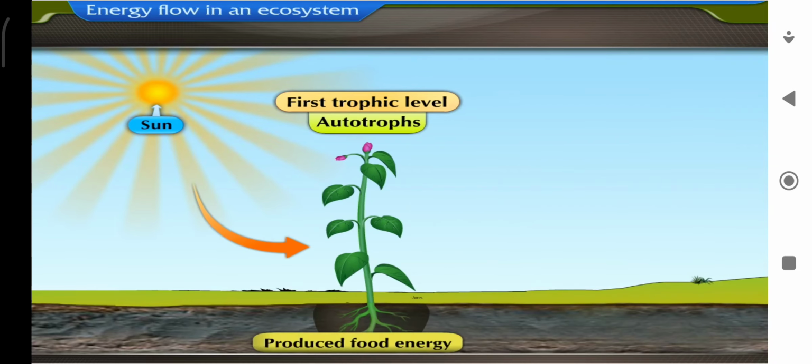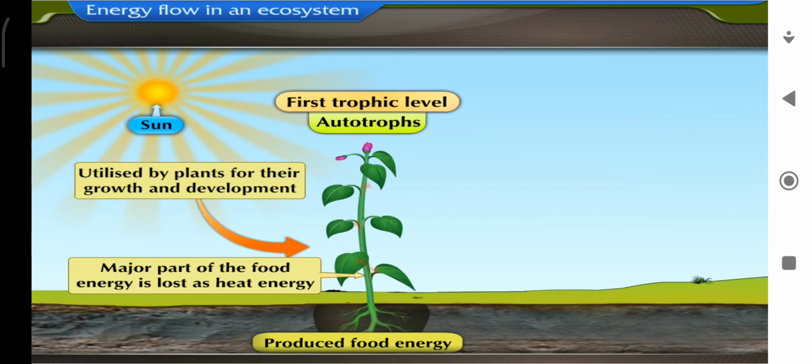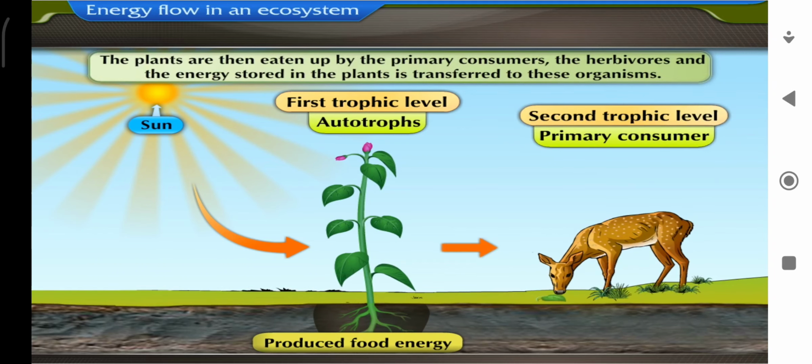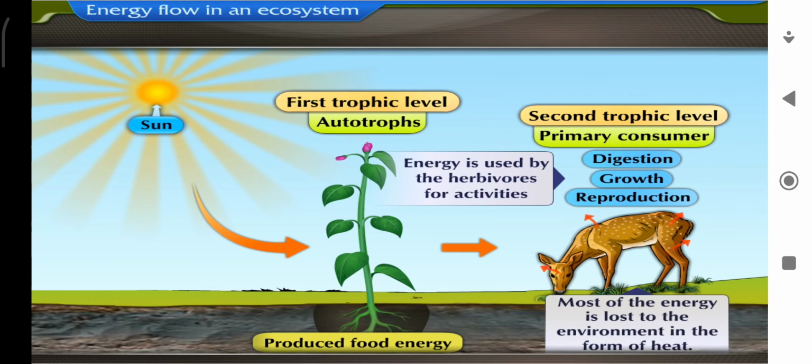The food energy produced by the plants is partially utilized by them for their growth and development. A major part of it is lost as heat energy. The plants are then eaten up by the primary consumers, the herbivores, and the energy stored in the plants is transferred to these organisms. A part of the energy is used by the herbivores for activities like digestion, growth, and reproduction. Again, most of the energy is lost to the environment in the form of heat.